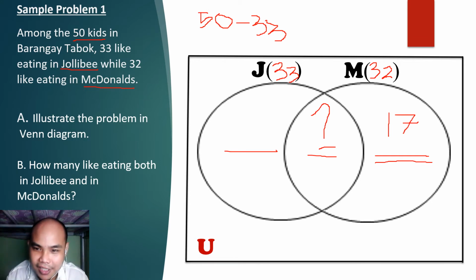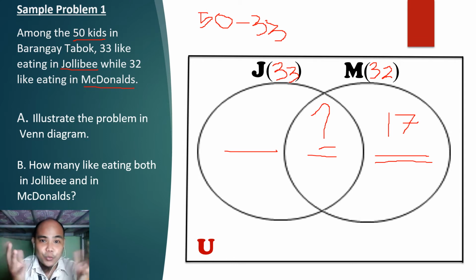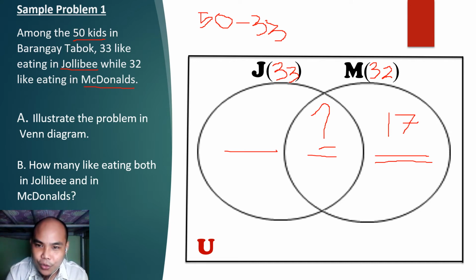Take note of that. We already have 17 here. Sir, we already have 17. And that 17 belongs to the circle which is the McDonald's. This is the entire circle, and part of the circle is 17 and another part is unknown. We don't know yet. That's why it's a question mark. Therefore, we can use the idea of 32 here as a whole so that we can get the unknown data here by simply subtracting.